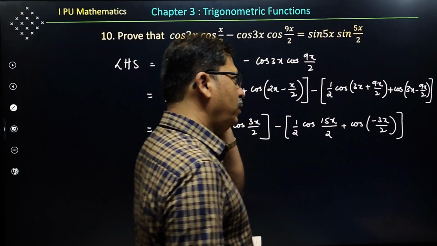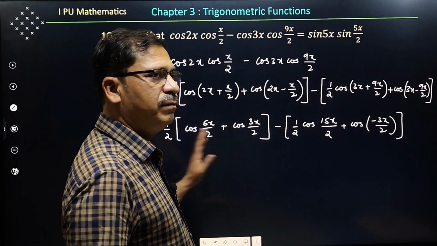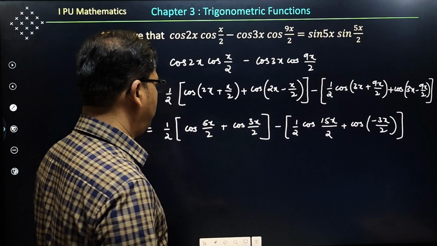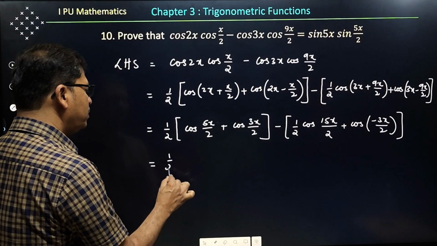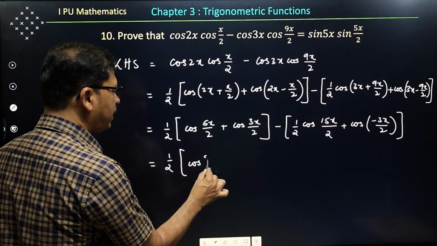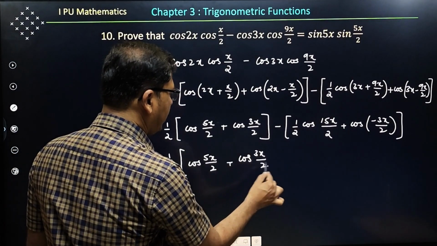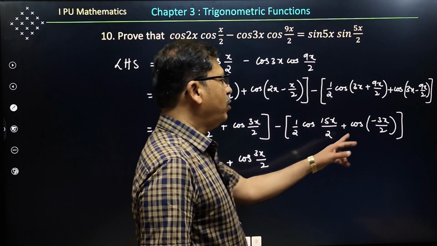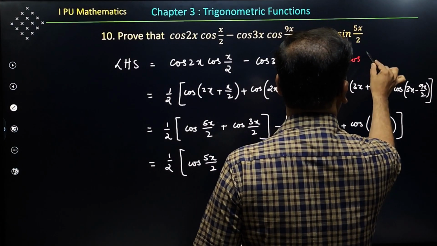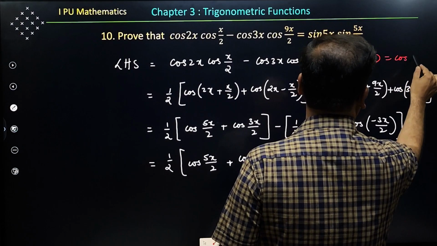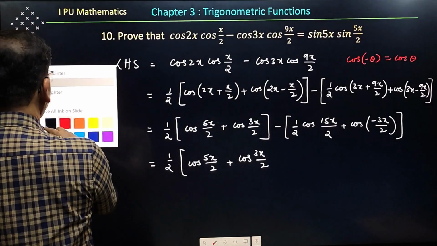Now I would like to take 1 by 2 common as a whole in the next step, and I would like to remove the brackets also. Then we will see what happens. This is equal to 1 by 2 into bracket cos of 5x by 2 plus cos 3x by 2. Be careful at this stage. Cos of minus theta is equal to cos theta according to our allied angle property, so the minus will not affect there. With that in mind, you continue the calculations.